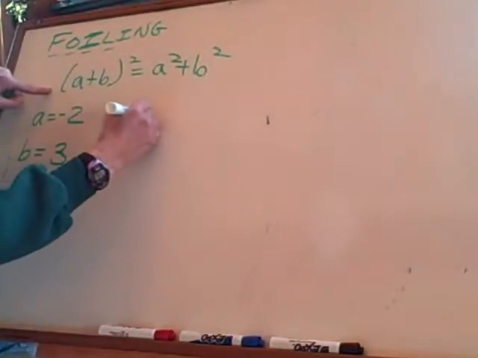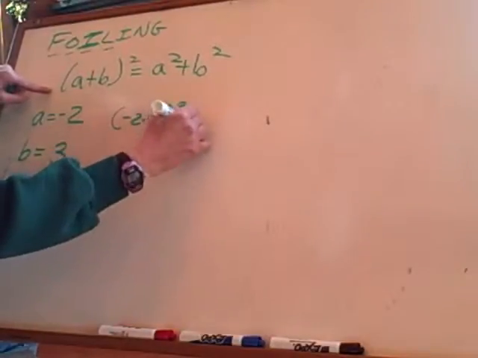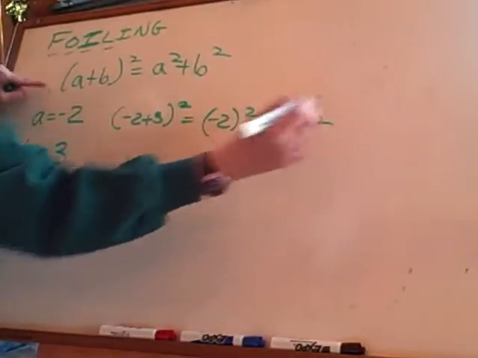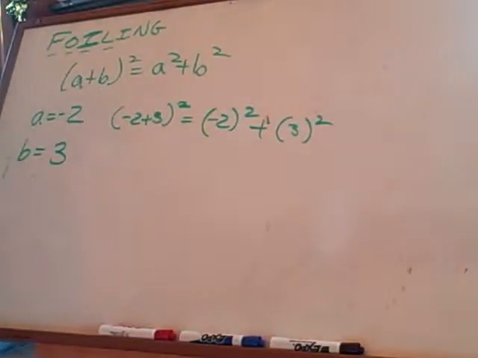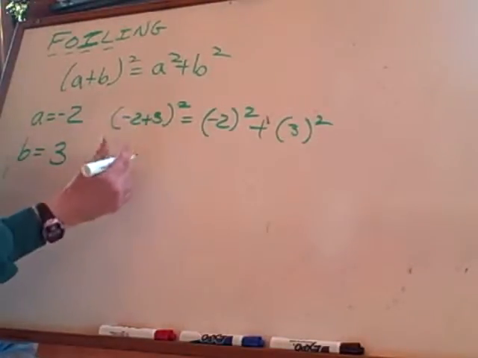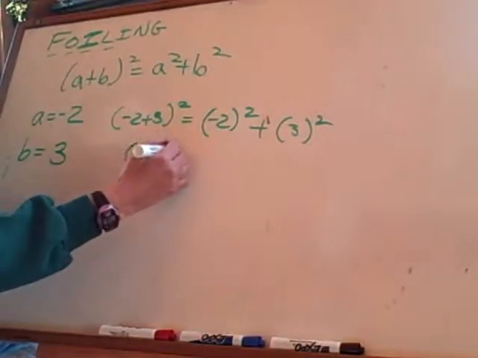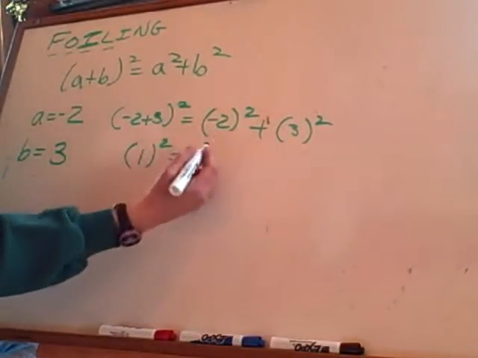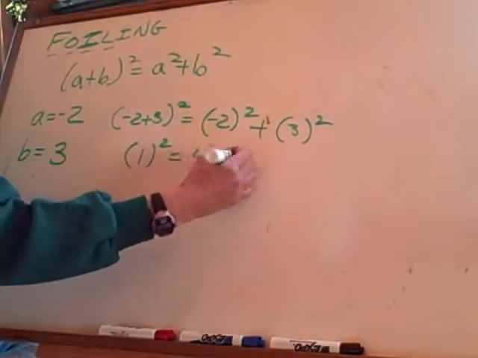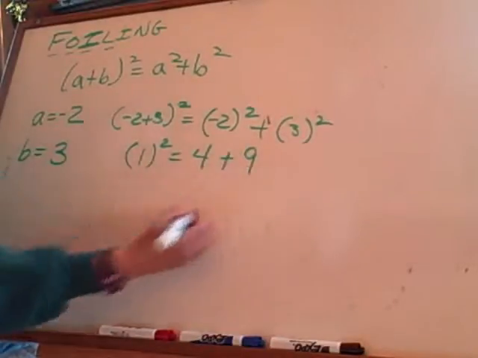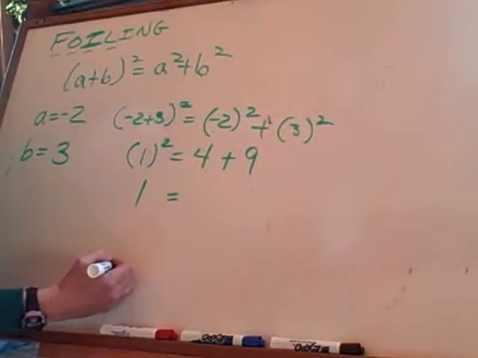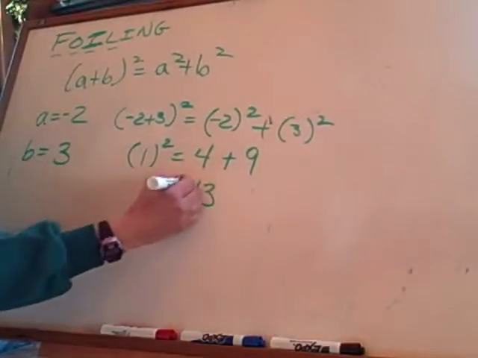So in this first one, we get (-2 + 3) quantity squared equals (-2) quantity squared plus (3) quantity squared. Okay, so what is -2 plus 3? 1. So that's going to be 1 quantity squared. What is -2 squared? -2 times -2 would be 4. Plus 3 times 3 would be 9. What is 1 squared? 1. What is 4 plus 9? 13. Last time I looked, 1 wasn't equal to 13.